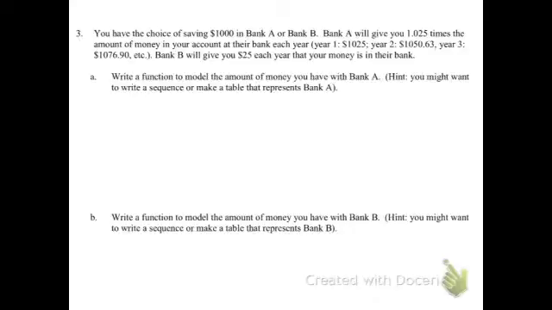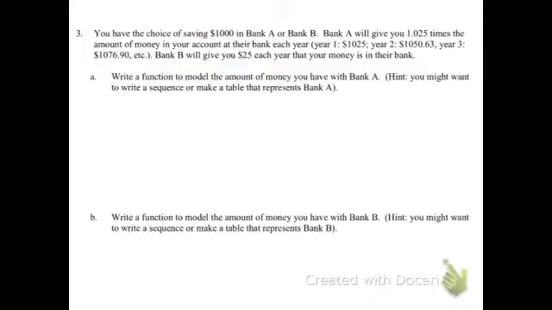Moving on to 3, which is all sorts of fun. It's got exponentials, it's got linears, it's got all sorts of fun things. Alright, so read through the story problem, make sure you understand what's going on with both of the situations. Bank A is you're timesing by 1.025 in your account every year, and then bank B is just adding $25, and you start with 1,000.